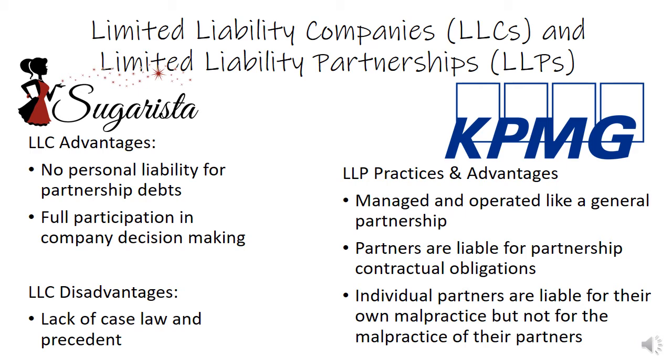Most of the major law firms and accounting firms operate as limited liability partnerships. They're managed and operated like a general partnership. Each partner is liable for the partnership's contractual obligations or the debt that the partnership incurs to perform partnership operations. However, individual partners are not liable for the malpractice of their partners, only for their own malpractice. This means that if a partner commits a fraud or gets sued for malpractice, then the other partners aren't on the hook for their malpractice.